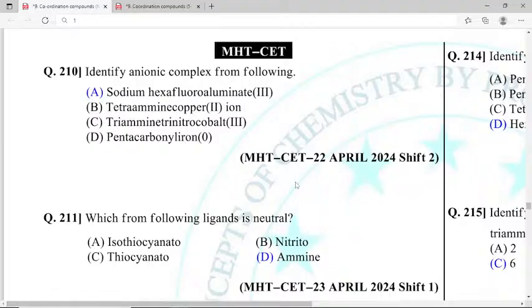Identify the anionic complex from the following. An anionic complex is very easy to find from the name ending in ate. So ate naming is always an anionic complex. Always remember ate, very important. If the complex name ends in ate, for the metal name, it is always an anionic complex.